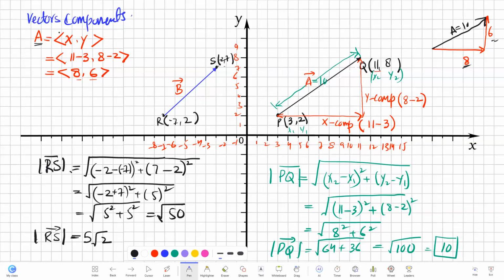Now, I want to write the vector in components, so you write (8, 6). Another thing is that I can write (8, 6), or I can write A equals 8i plus 6j. So the bottom line is that you can also say i is the x component and j is the y component.